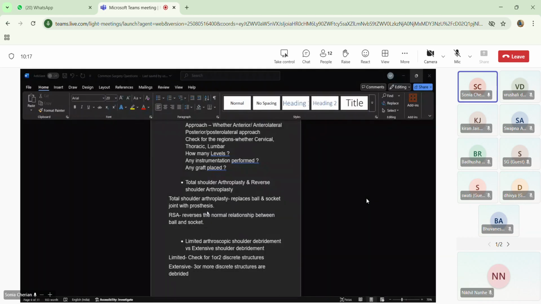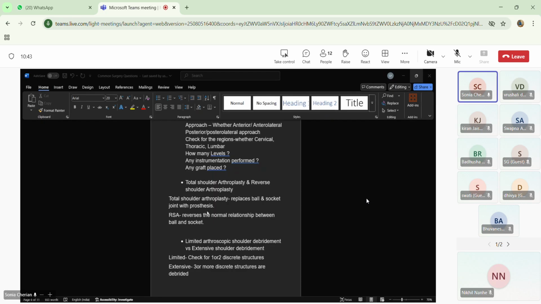Why? Because if the levels are like 4 to 5 levels, you'll end up coding 2, 3, or 4 CPTs for the fusion itself. Then you have to code for the instrumentation, then you have to code for the graft. So totally you might get some 9 to 10 CPTs. Okay. So it's a very high dollar procedure, and you have to do it carefully.